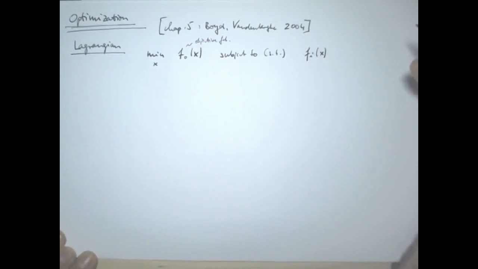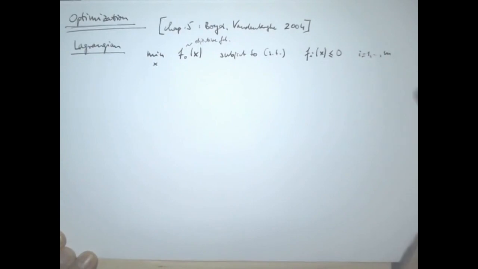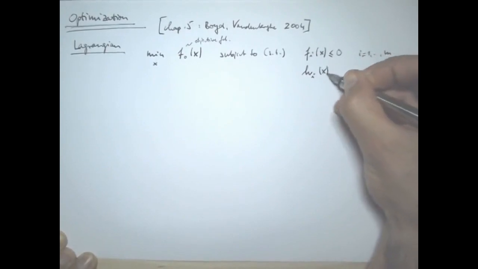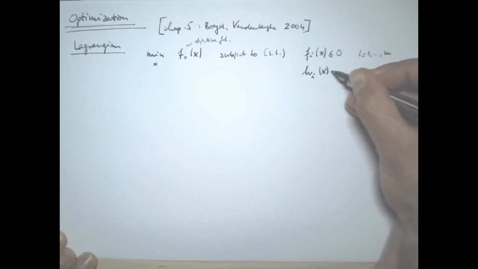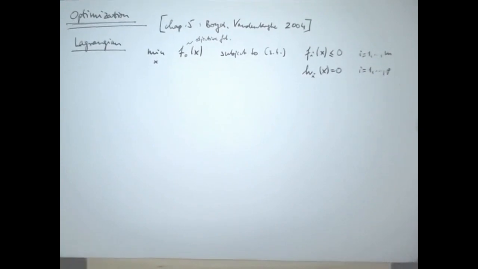We have inequality constraints. We want the functions fi of x to be no larger than 0. And we have a total of m inequality constraints, let's say. And then we also have a couple of equality constraints, so functions hi of x that should be 0. And we have a total of p of them.